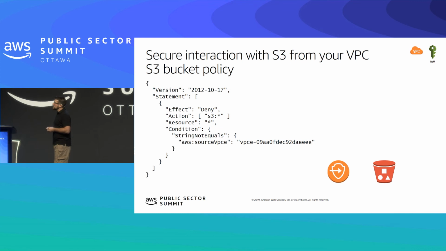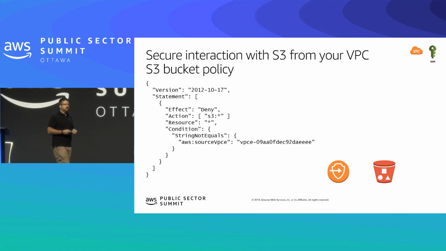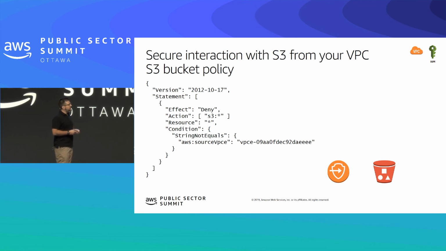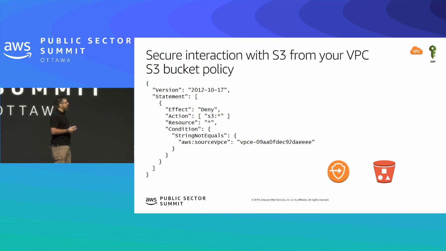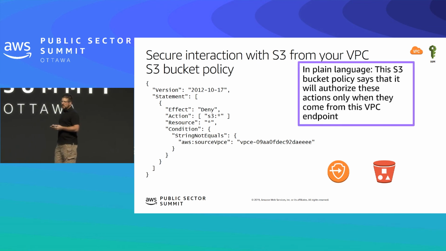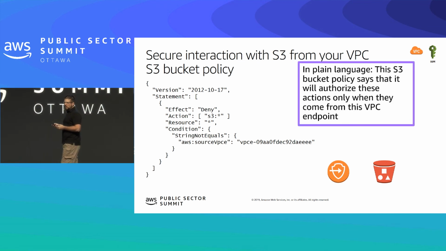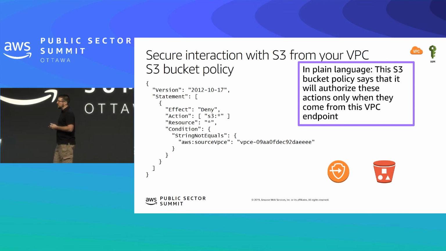And so if we look at the resource-based policy on S3, we can see that we can also apply that conditional logic to the S3 bucket policy. So here you can see that we've added a policy that says we're allowing everything inside of S3, but in this case, the source VPC has to be this VPC endpoint. So basically what this is saying is that it will only authorize actions when they came from this VPC endpoint.